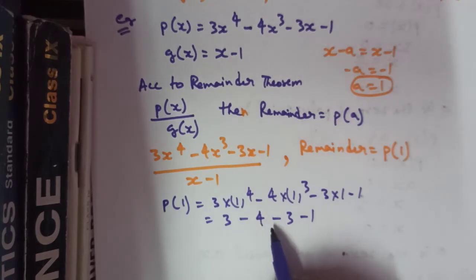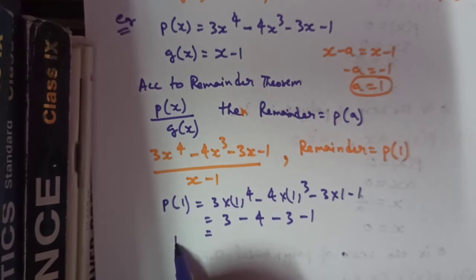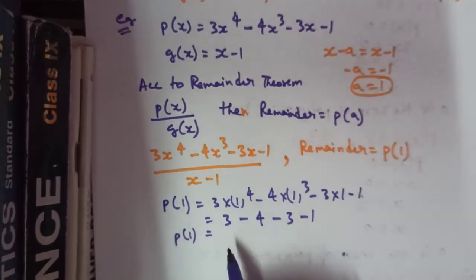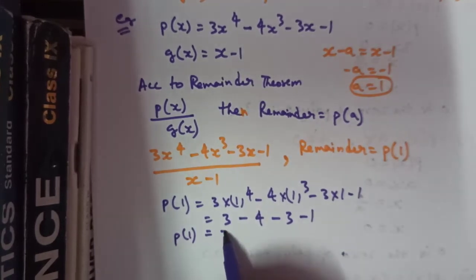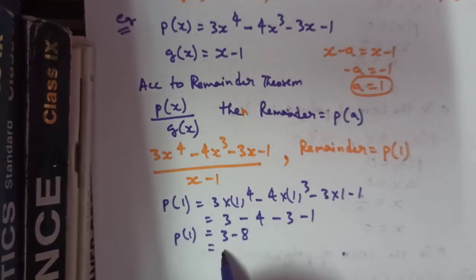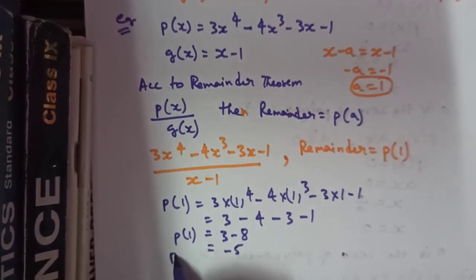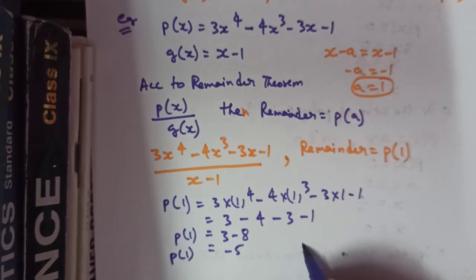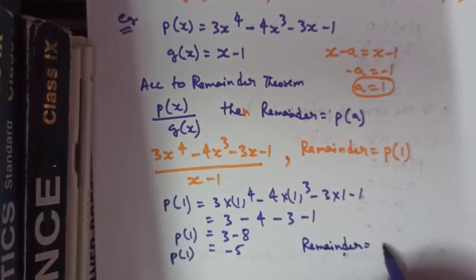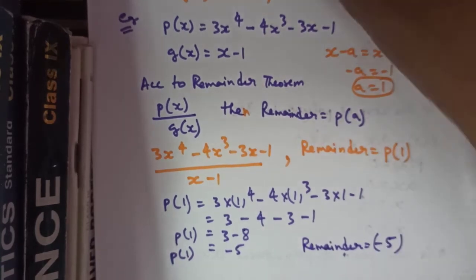So minus 4 minus 3 minus 1 will be minus 8, minus 8 plus 3. That is, the value of P1 is equal to what? 3 minus 8, and 3 minus 8 is equal to minus 5. So we have got the remainder of the given polynomial equal to minus 5. This is what the remainder theorem states.